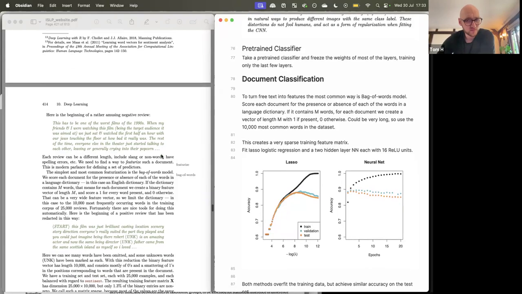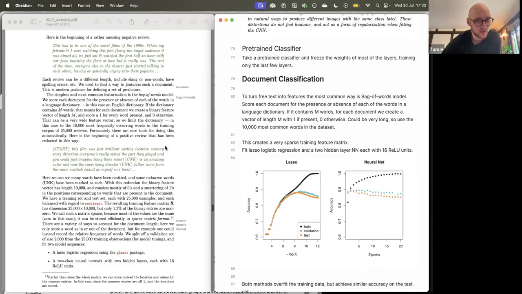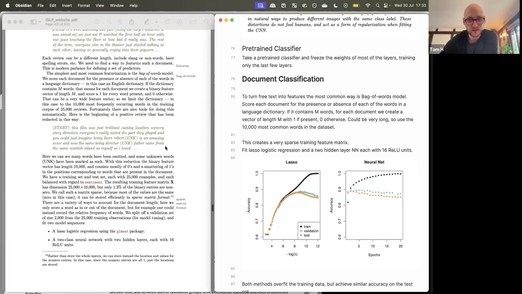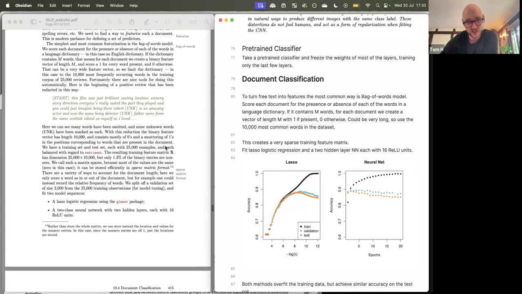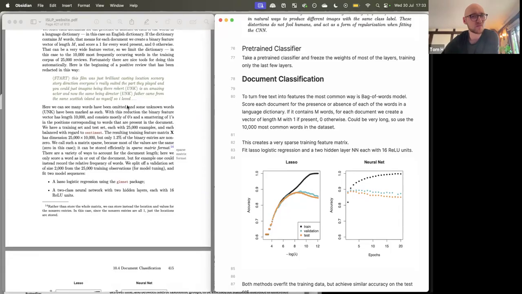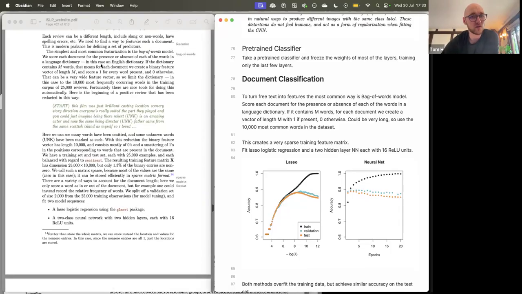And so the most common way, at least historically, was this bag of words model, where you get a dictionary of words, which can be very big. So in this case, an English dictionary, and you basically filter the text you've got for words that appear in that dictionary.